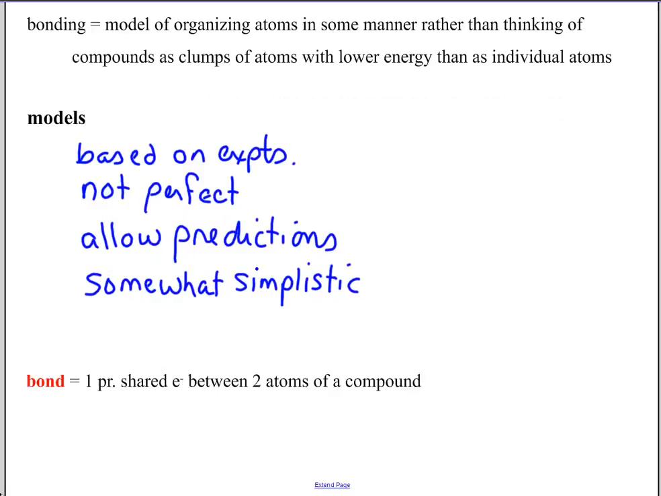So we've been talking about bonds, we've been talking about types of bonds. Formal definition of a bond, we're going to define it as one pair of shared electrons between two atoms in a compound. Anytime I'm forming a bond, I need at least one pair of electrons. If I have multiple bonds, then I have more than one pair of electrons. So multiple bonds mean I have two or more pairs of electrons between my two atoms.